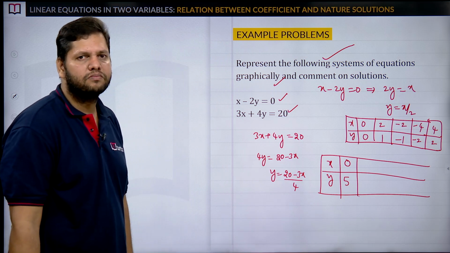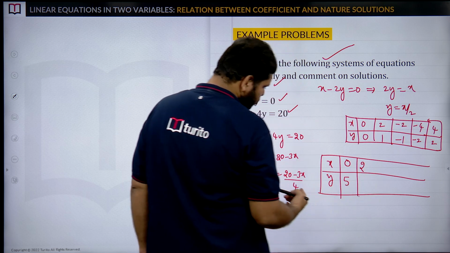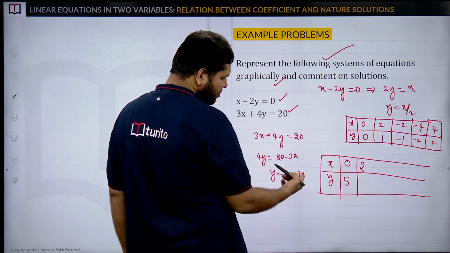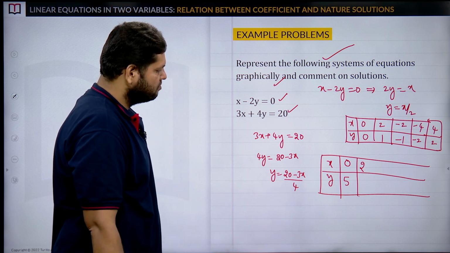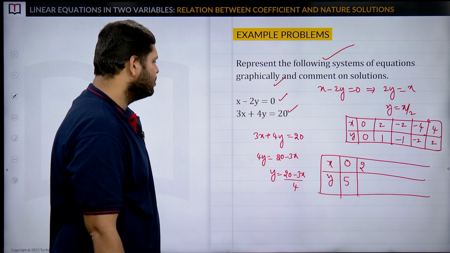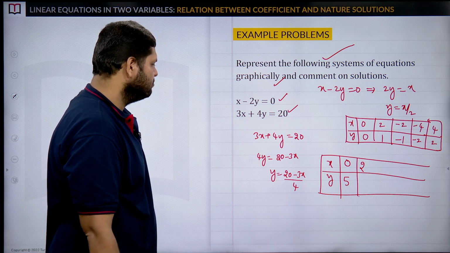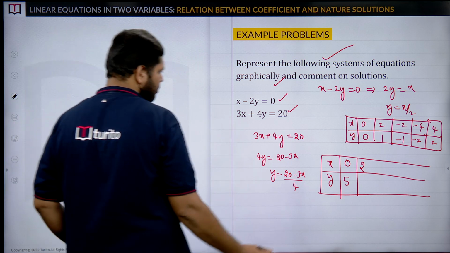Okay, children. Next, I'll take x is equal to 2. So 2 means 3 into 2, 6. So 20 minus 6. What is 20 minus 6, children? Is it possible to divide? It is not possible, children. So we'll do one thing. I'll take some other value. Let us see.